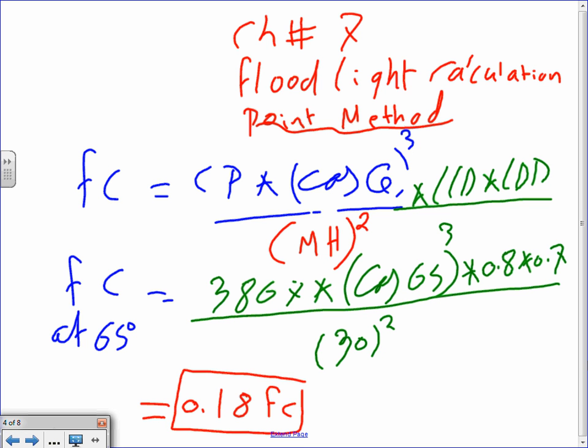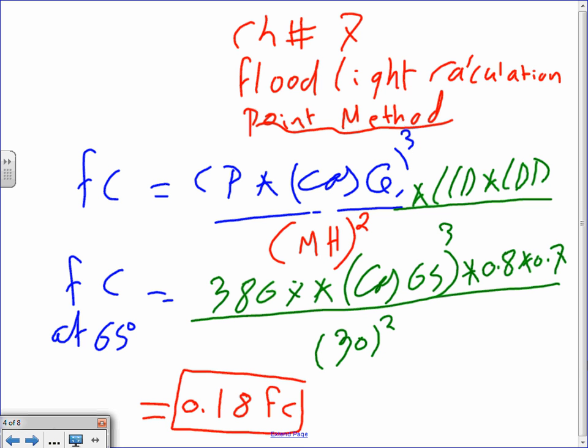There are two calculations for lighting. Can I get you to understand there are two calculations? One is the average method, where I care less about what the foot candle is right at the top of Brian's head. I only care about what's the average in this room. It doesn't give you the minimum, the maximum, none of that at all. That's the one that we did in chapter 6.